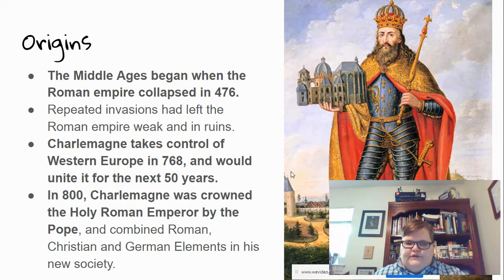Okay, origins. The Middle Ages began when the Roman Empire collapsed in 476. Now, the Roman Empire had been under a lot of attacks and invaded quite often, and it left the empire weak and in ruins. A king named Charlemagne took control of Western Europe in 768, and he would unite it for the next 50 years.